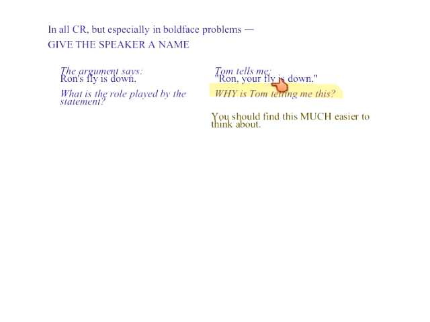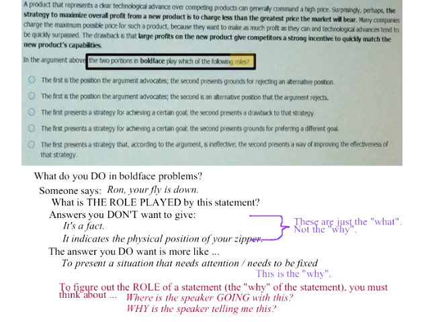The argument is just Tom, and what is the role is the same thing as why. But this is weirdly abstract, and you don't do this in the real world. You don't have, like, what is the role of this statement? You have this, why? Why do I care? Why are you telling me that? So the challenge, of course, is to take that same sort of instinct and bring it to this game of GMAT boldface problems. So let me take this to the next page.